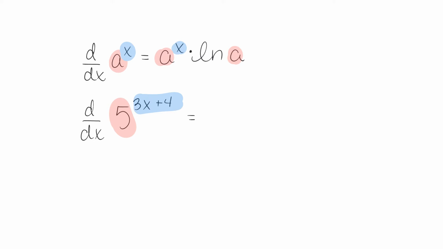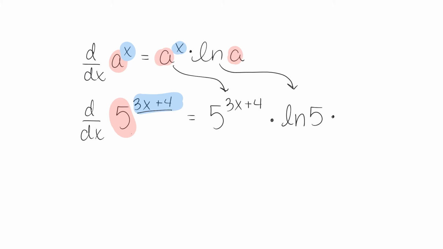The derivative of a to the x is a to the x. So I'm just going to rewrite the whole thing. There's my a to the x, times the natural log of a. Well, a is 5, so the natural log of 5. Now, chain rule says I need to multiply by the derivative of 3x plus 4. The derivative of 3x plus 4 is 3. That's it. Done.